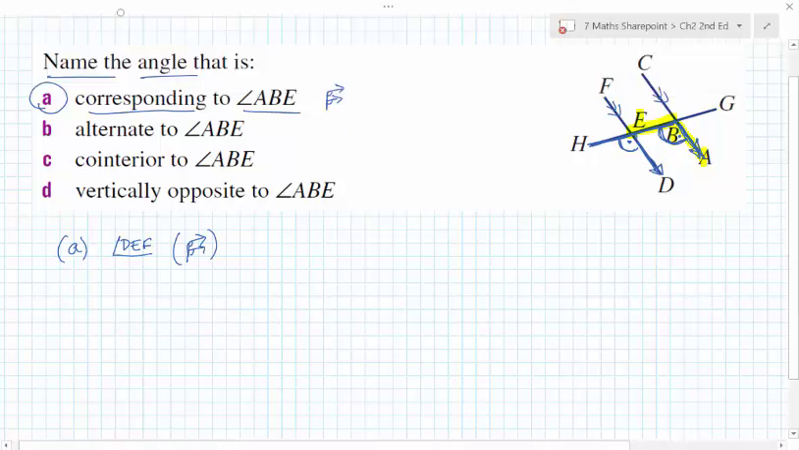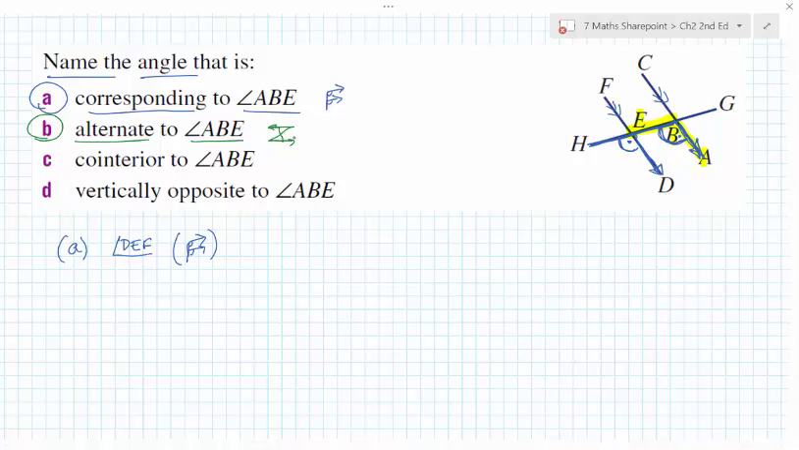Now let's have a look at B. So B is an alternate angle. Alternating angles deal with the Z rule, okay, and they're the angles in that part of the Z rule there. Okay, so let's have a look here at our Z rule type idea. So again, we're looking at A, B, E, okay, in that angle there.